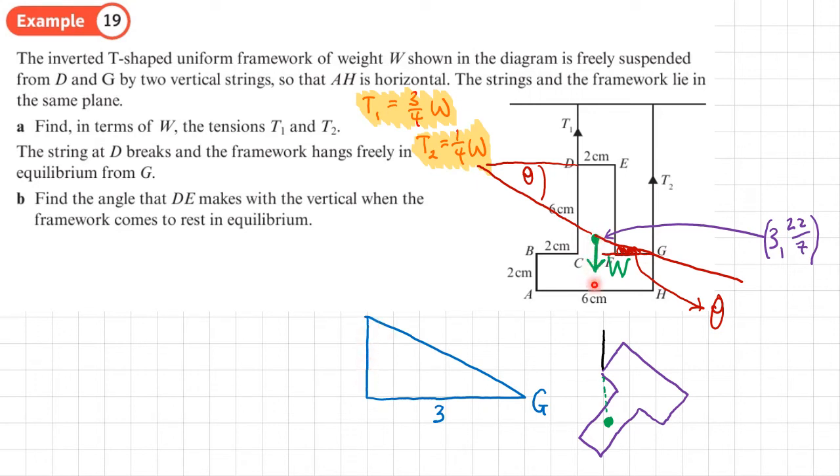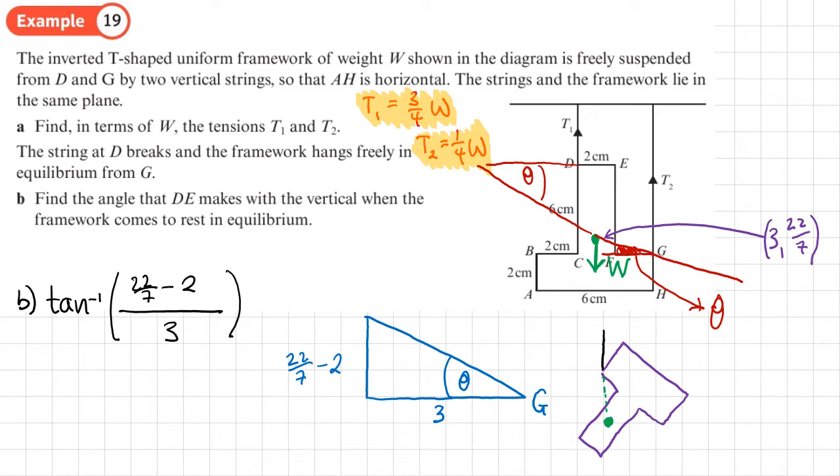Now we know the length from the bottom to this part is 2, and the length from the bottom to this part is 22 over 7. So if you do 22 over 7 minus 2, we get this length here. So this length is 22 over 7 minus 2, and this is the angle that we need to work out. So all we need to do in part B to find the angle is the tan inverse of 22 over 7 minus 2, over 3, opposite over adjacent.